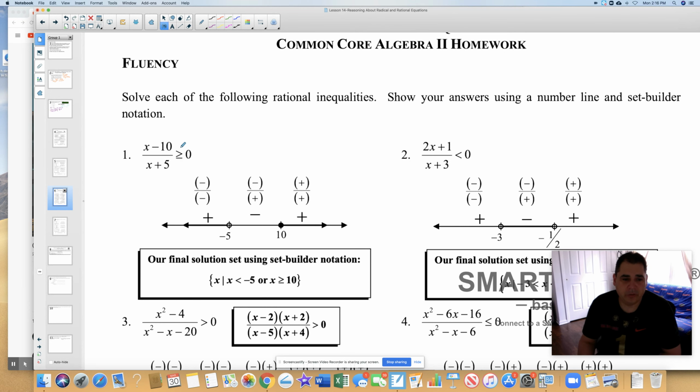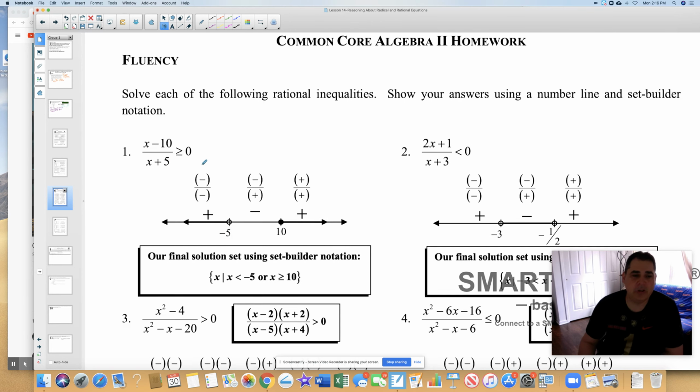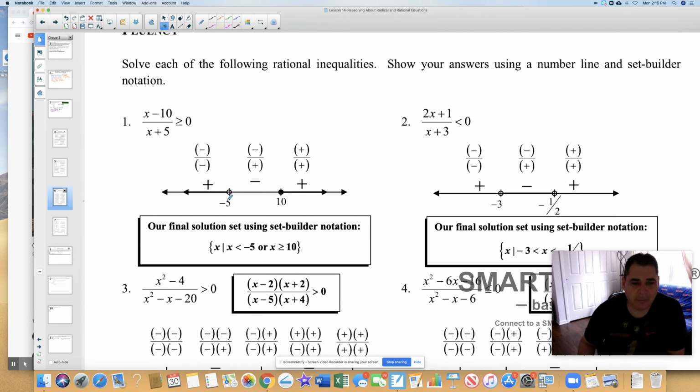So how do you come up with roots? The first thing you do is figure out what values make it undefined. In this case, x plus 5, you set it equal to 0 and get x equals -5. Anytime you come up with a number that makes it undefined, it's not part of the solution. That's why it's an open circle on -5. Then whatever numbers you get in the numerator, depending on your inequality symbol, see how this is greater than or equal to? That means you're including that number. So x minus 10. What I like to do is just think of it as x minus 10.